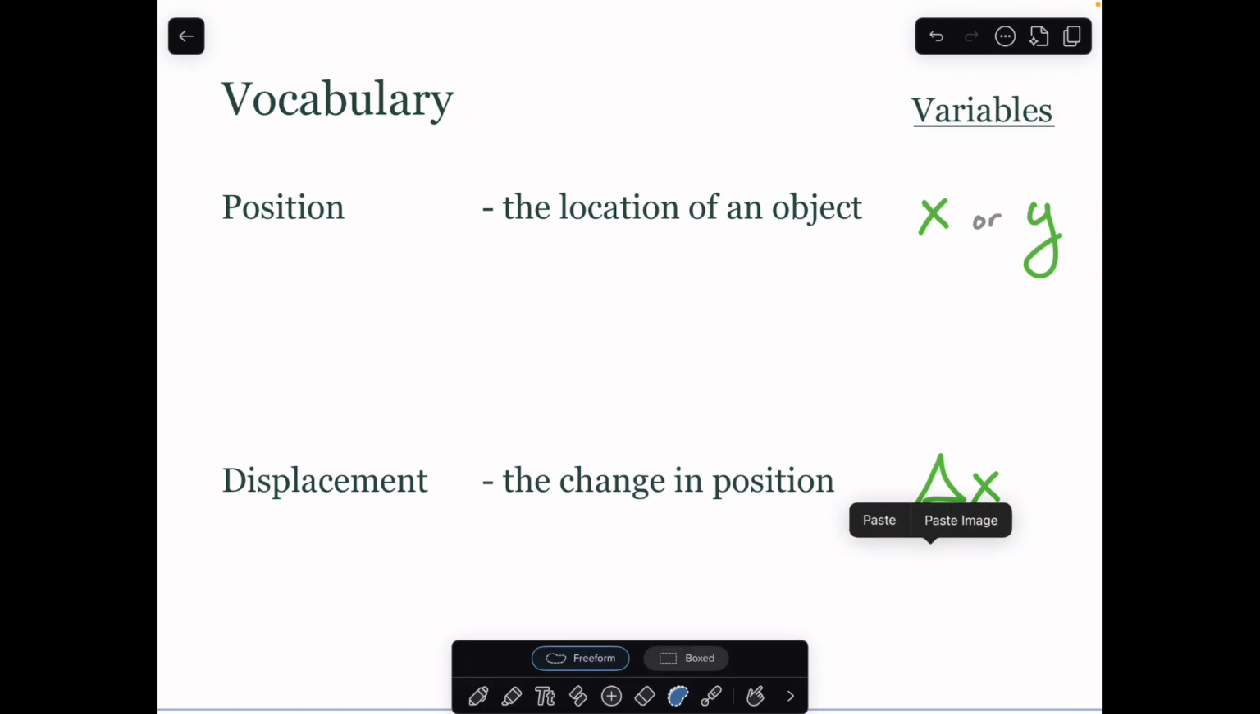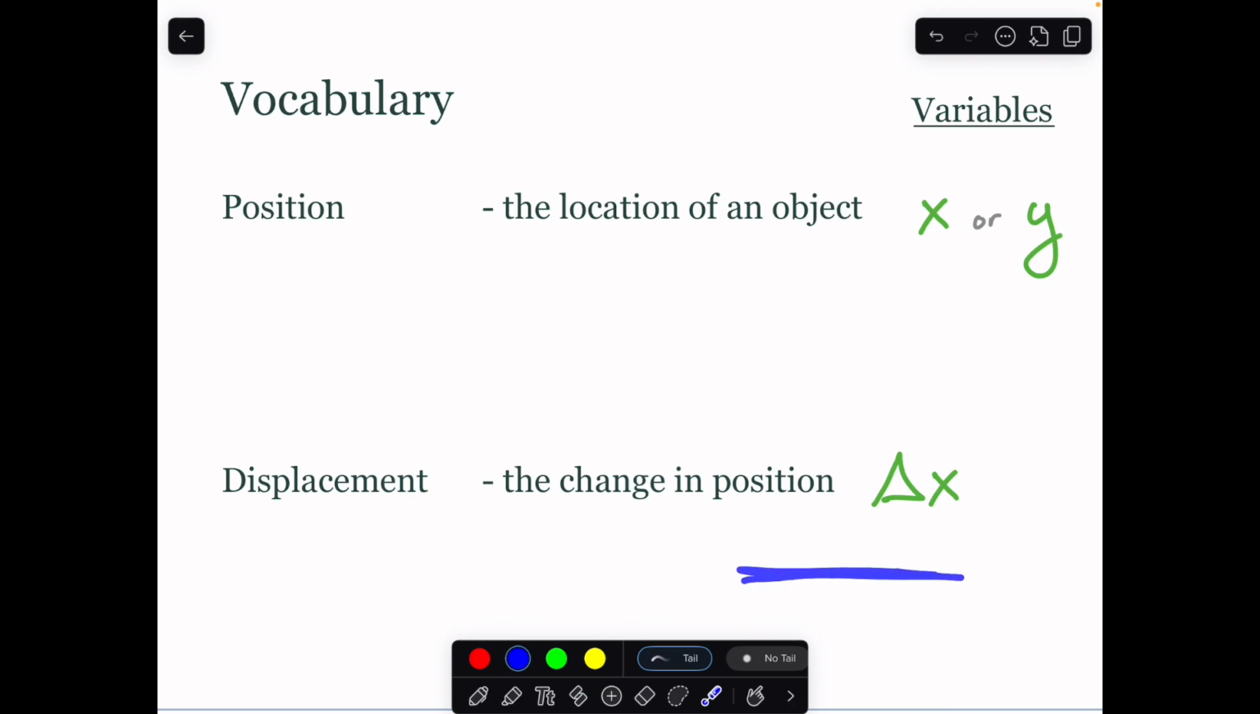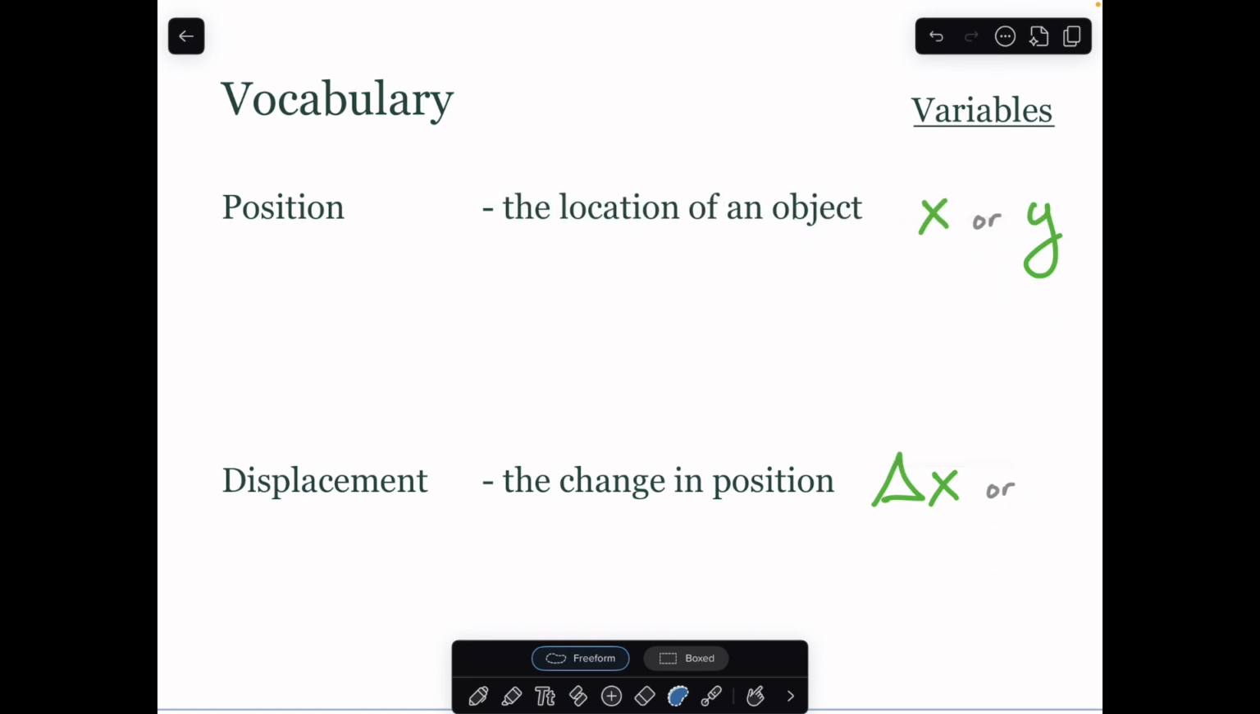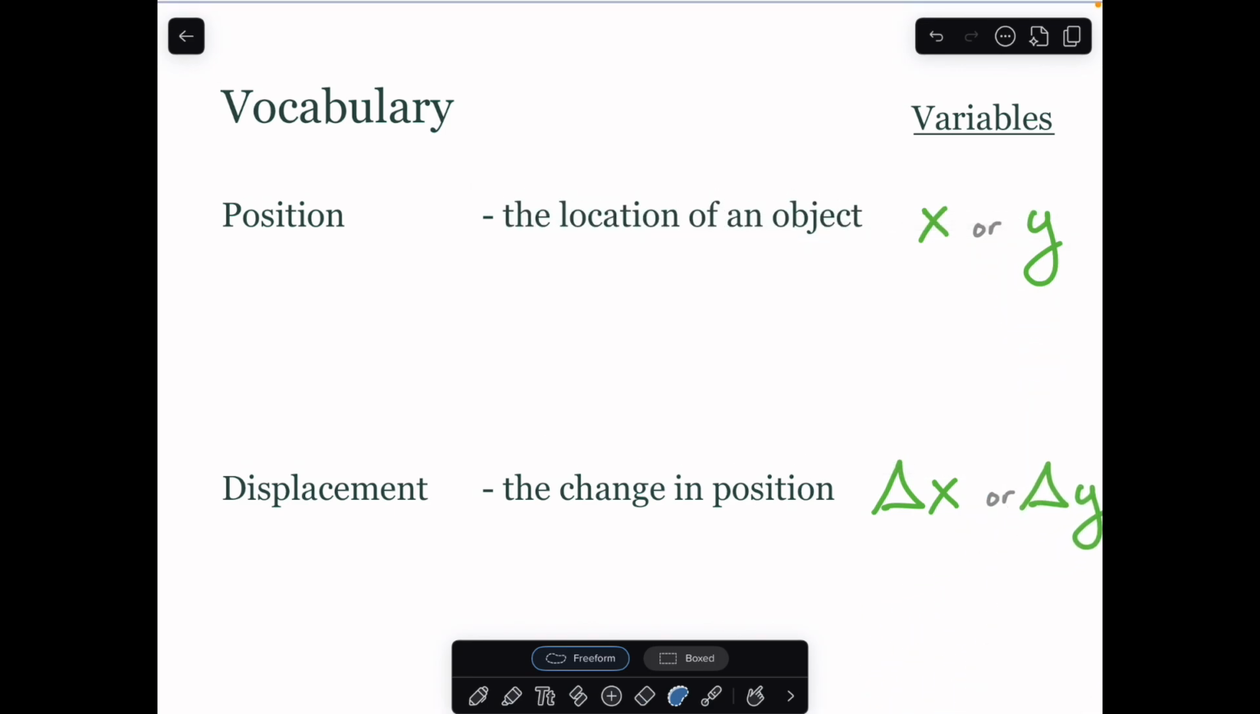The same thing is true for displacement. Delta x would be a change in position that is in this direction, but we can also use delta y for a vertical displacement, this direction.